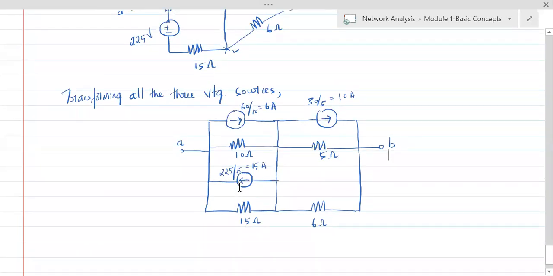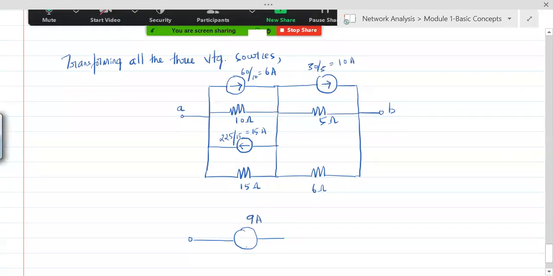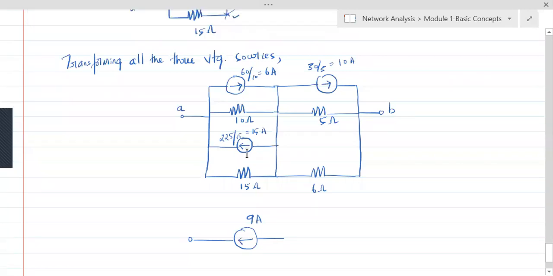Now, see here, this current source and this current source, they are in parallel. So what we can do, we can take the algebraic sum of these two. What would be the algebraic sum of these two? It would be this. So there is a current source which is 15 minus 6 because they are in opposite direction. What is 15 minus 6? It would be 9. And where should 9 amperes be flowing? 9 amperes would be flowing to the left because the dominating current in these two is 15 amps. So this should flow in the direction of 15 amps.